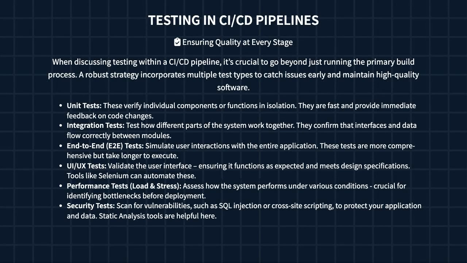Okay, let's talk about testing in CI/CD pipelines. It's super important. You don't just want to build the code, you need to verify that it works and is actually good. We need a layered approach. First, we have unit tests. These are like mini checkers for individual pieces of your code. Then integration tests make sure those pieces fit together smoothly. End-to-end tests simulate how a user would interact with the whole app, giving you confidence that everything's connected correctly.